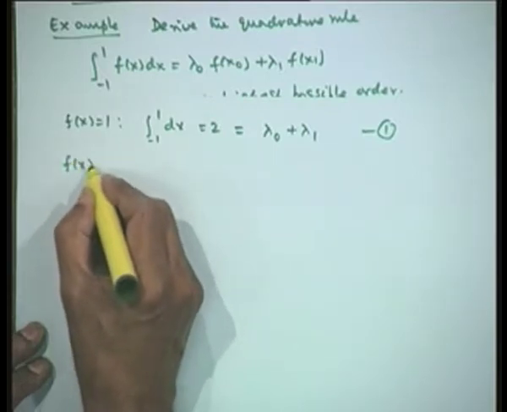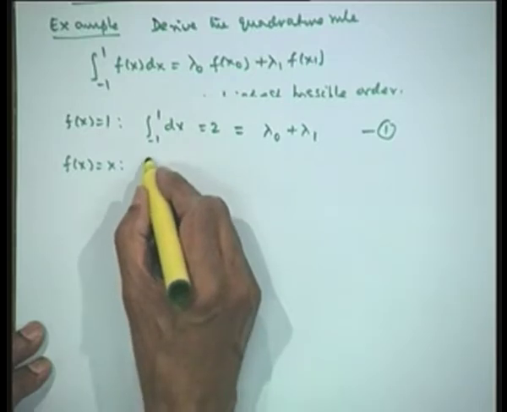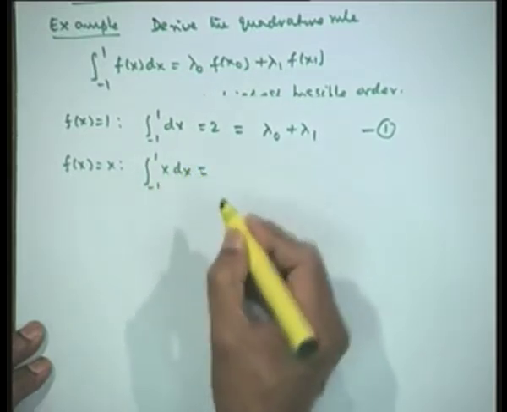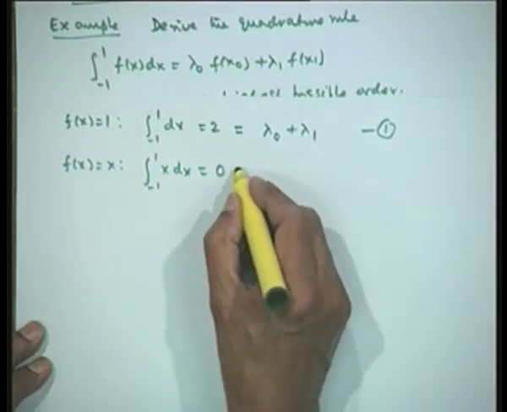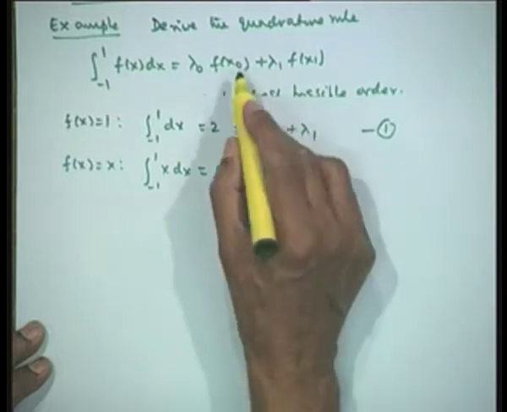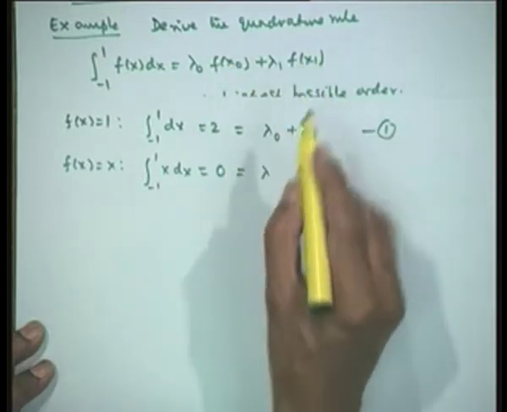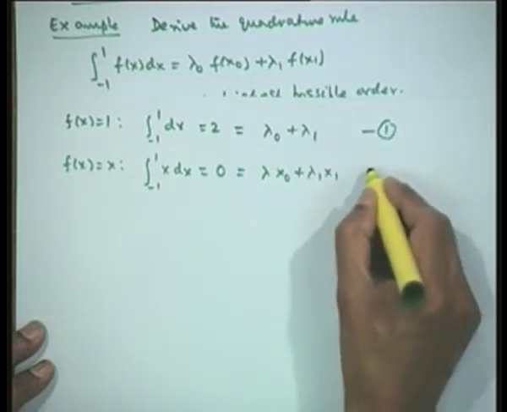Let us take f(x) equal to x. This gives us the integral from minus 1 to 1 of x dx, an odd function over minus 1 to 1, so 0, and this is equal to... Now f(x) is equal to x, therefore this gives you x naught, this gives you x 1. So lambda naught x naught plus lambda 1 x 1.